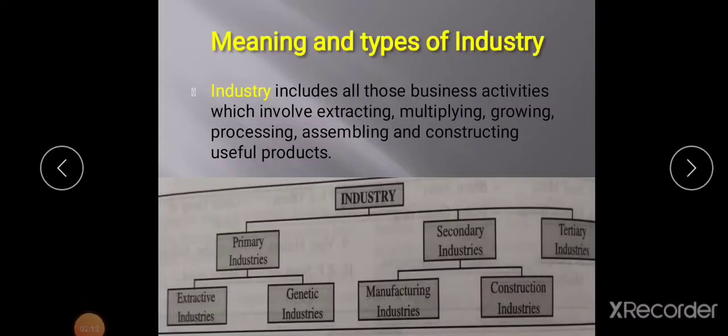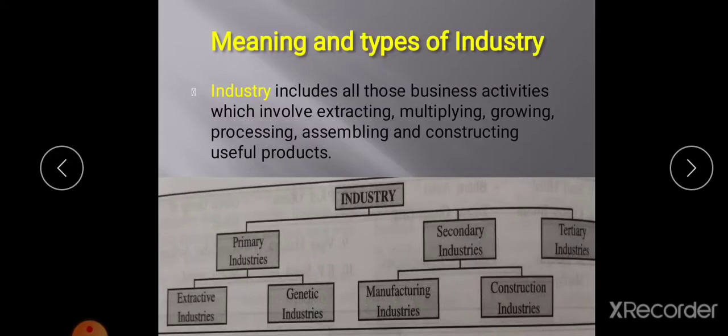So here, page number 6, here there is a chart showing industry and its types. Industry has been divided into primary industries, secondary industries and tertiary industries. So before coming to the divisions of industries, we will learn what do you mean by industry. So industry includes all those business activities which involve extracting, multiplying, growing, processing, assembling and constructing useful products.